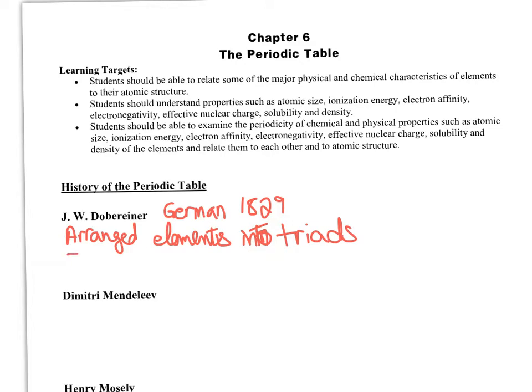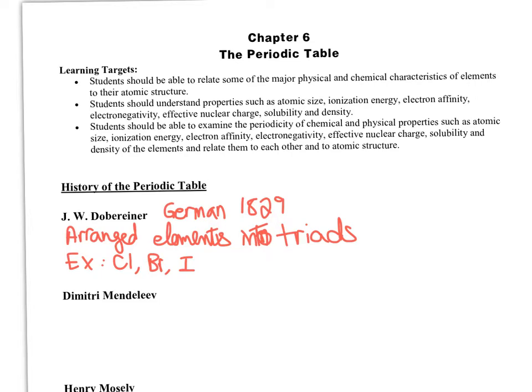So, for example, he put chlorine, bromine, and iodine together. And sometimes that was for a good reason. For example, he said that they have similar properties. So that was a pretty good reason to put them together.